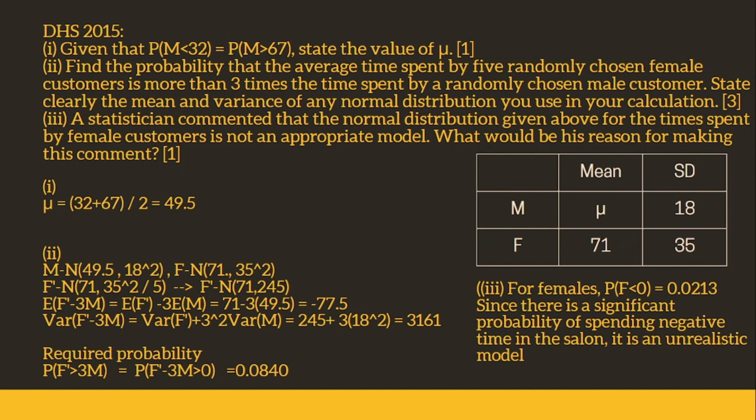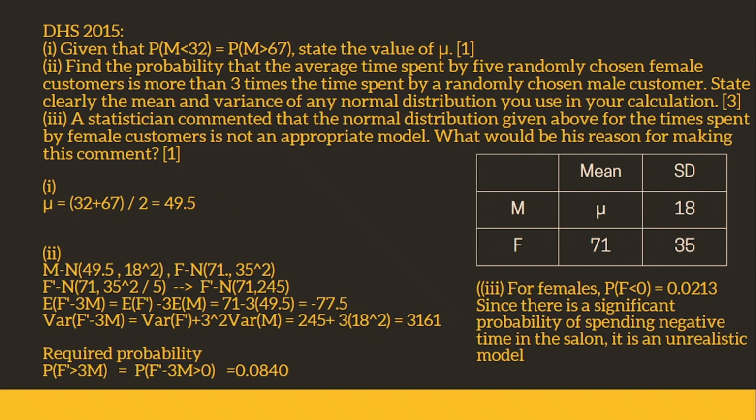So 245 plus 3 times 18 square, 3161. So the required probability is that F prime is greater than 3M. If we bring that over to the left hand side, it's a probability that F prime minus 3M is greater than 0, which if we put in our GC will be 0.0840.